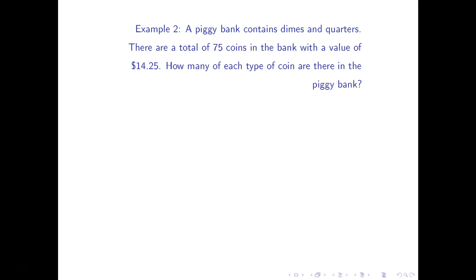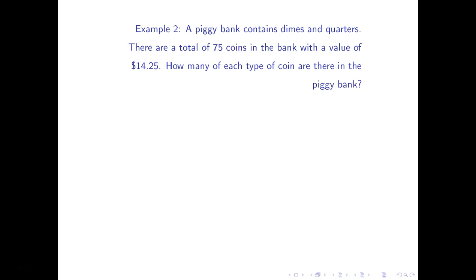There are a total of 75 coins in the bank, the value of $14.25. How many of each type of coin are there in the piggy bank? All right, I want you to pause, and I want you to go through the same process. I want you to determine what do I know, what am I looking for, and how do they relate. So I want you to come up with some equations, some variables, and write down all that information. Before you solve, unpause, and let's just check where you're at.